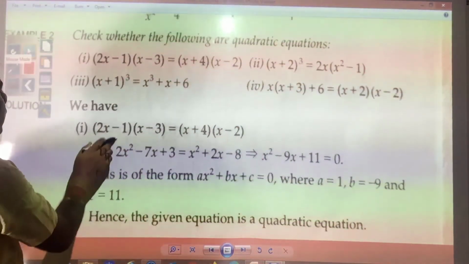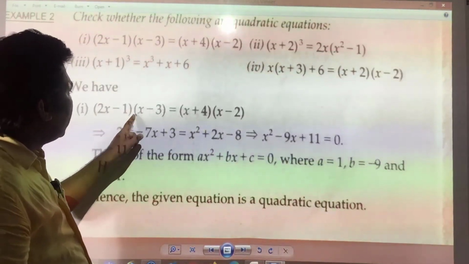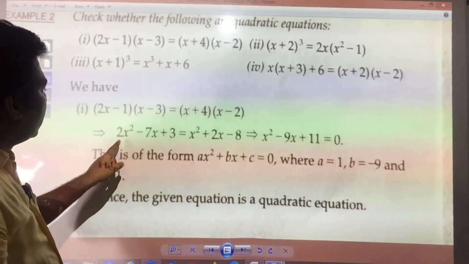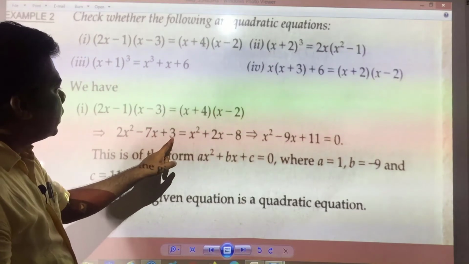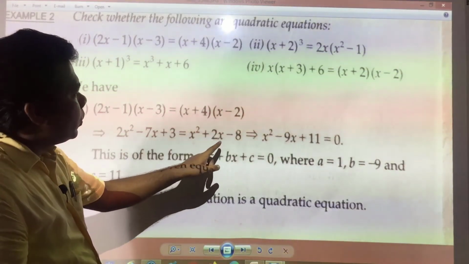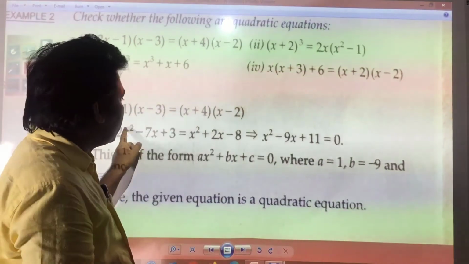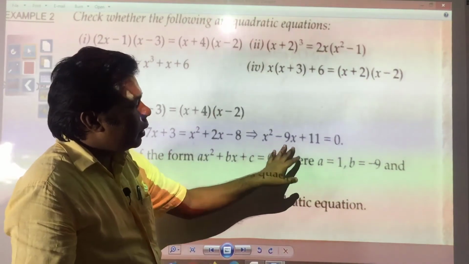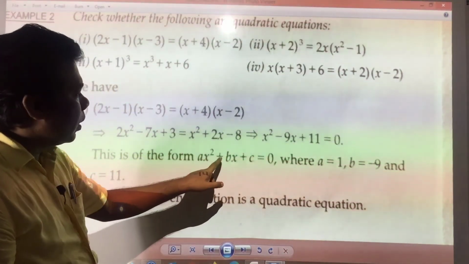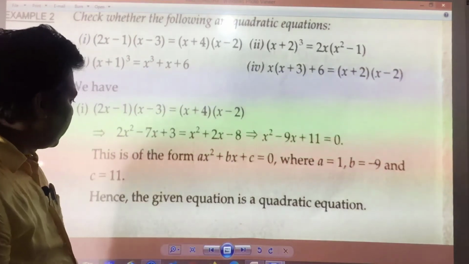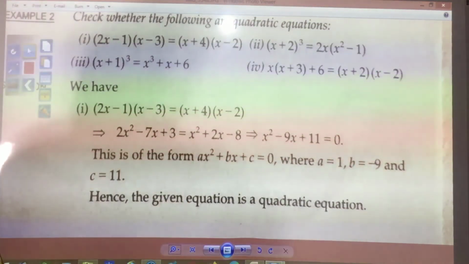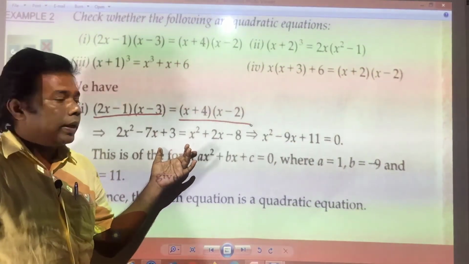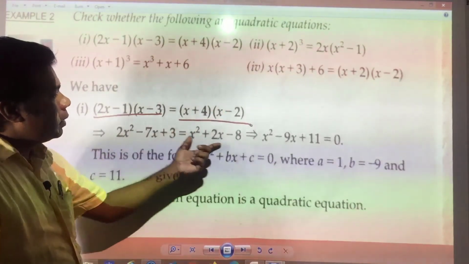Here you see the first one: (2x minus 1)(x minus 3) is equal to (x plus 4)(x minus 2). This has been multiplied: 2x square minus 7x plus 3 is equal to x square plus 2x minus 8, and after simplification you get x square minus 9x plus 11 is equal to 0. This is in the form of ax square plus bx plus c, and that is why it is a quadratic equation. These things you must know. I hope you know how it is required to be simplified. It has just been multiplied and then simplified.